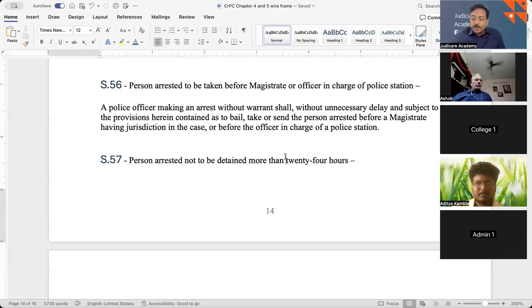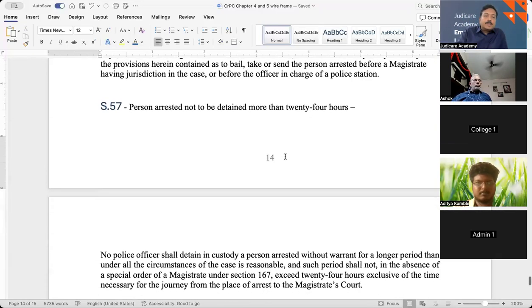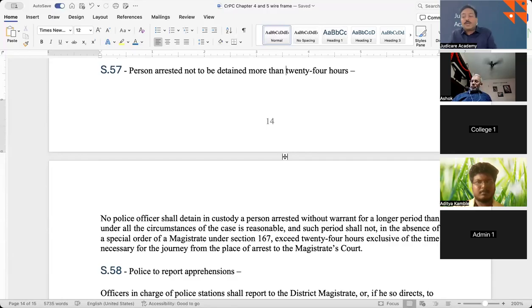And so this is a judicial oversight to ensure preventing arbitrary detention, protection of rights of the person again, and transparency in arrest. Section 57 talks about the person arrested not to be detained more than 24 hours. So no police officer shall detain in custody a person arrested without warrant for a longer period than under all the circumstances of the case is reasonable, and such period shall not, in absence of a special order of a magistrate under section 167, exceed 24 hours. So why a magistrate order?